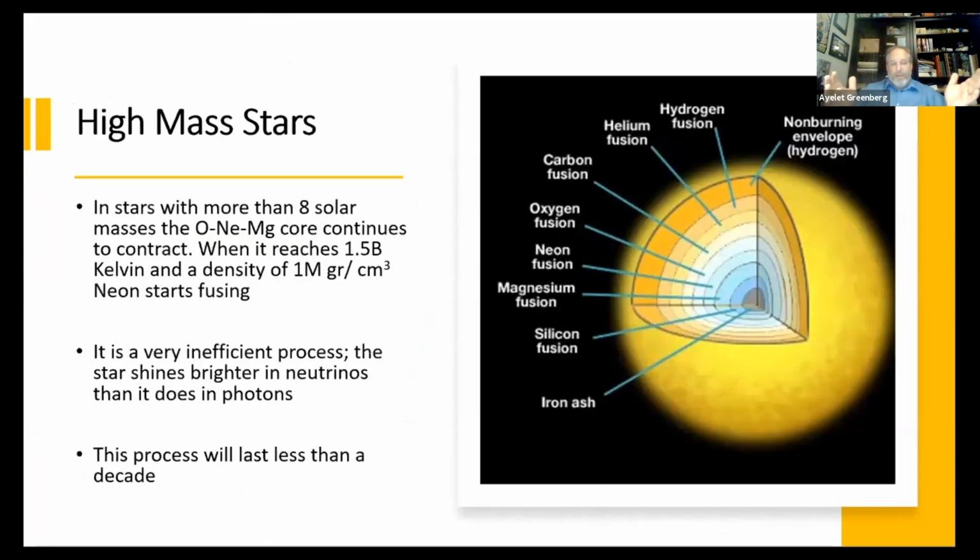It continues. And when the core continues to contract and get hotter, and contract and get hotter, you get to a point where the oxygen, neon, and magnesium core reaches 1.5 billion degrees Kelvin and over 1 million grams per cubic centimeter. Now neon can start fusing. Now this process is extremely inefficient, and the star is shining brighter in neutrinos than it is in photons. It's letting off huge amounts of neutrinos, which are these very small particles.